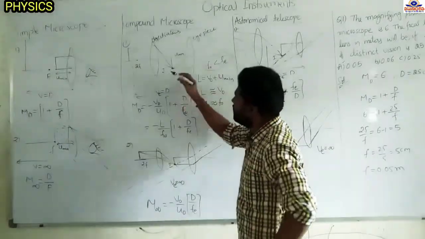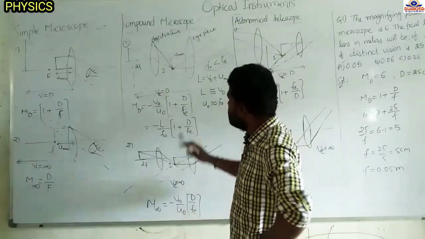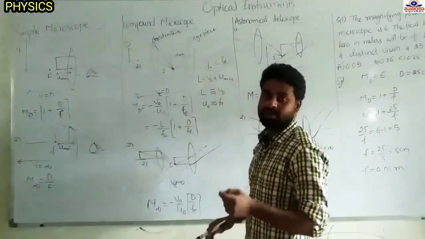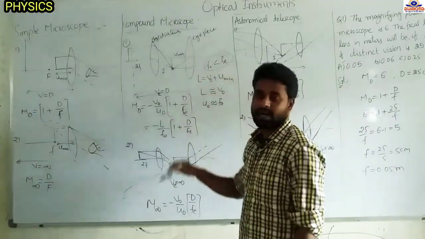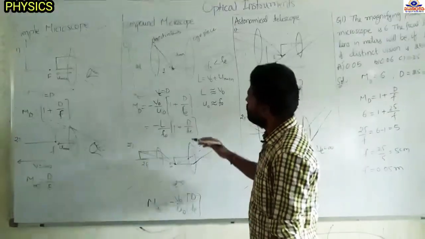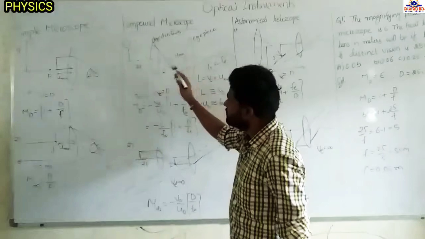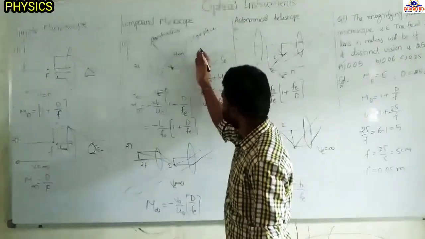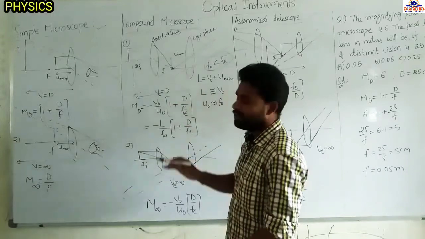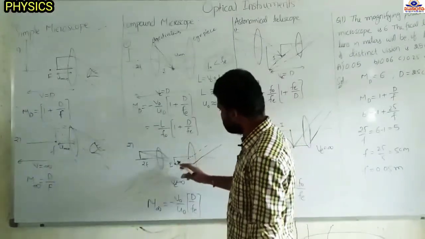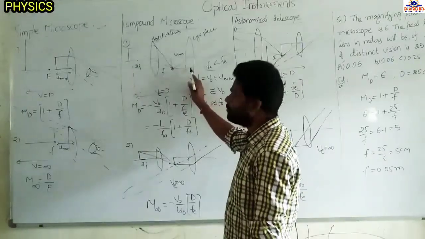Now here it is forming the image somewhere. Now in the compound microscope we have one thing, that we can adjust the place of this eyepiece, this lens. So we have to move this eyepiece to make this image distance at a minimum distance, or to make this image distance at a maximum distance.